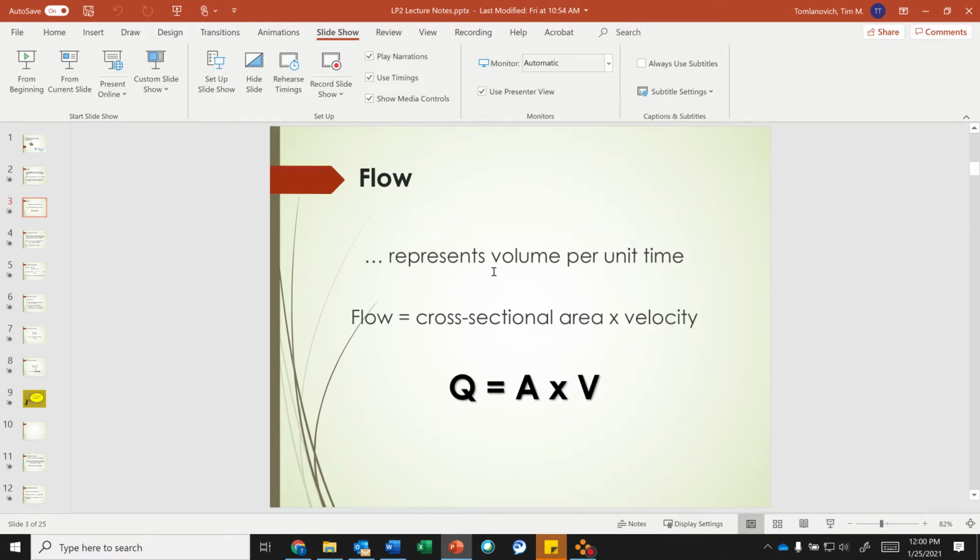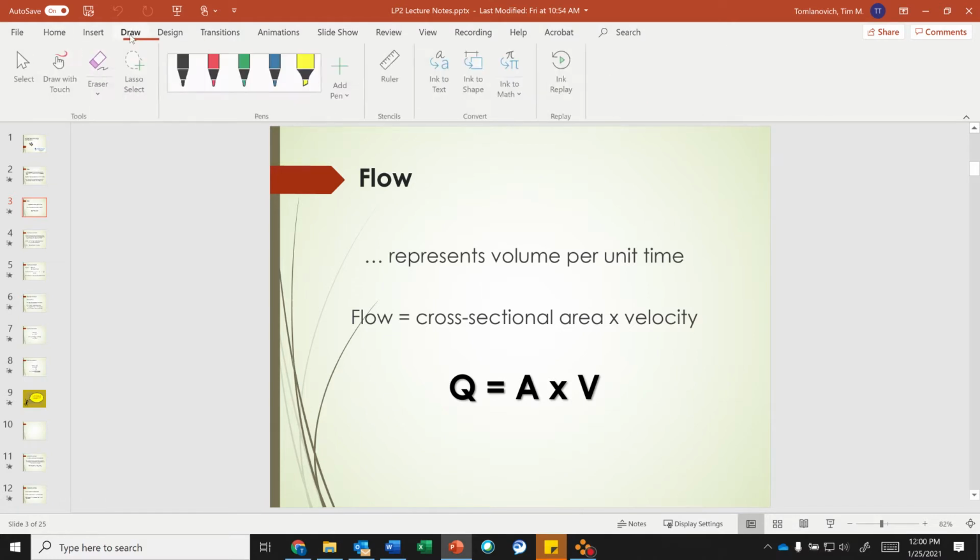All right, so flow represents volume per unit time. So flow equals cross-sectional area times velocity. So Q, this is flow. That is your flow rate. Okay, Q. A is your cross-sectional area, and V is velocity, speed, velocity.